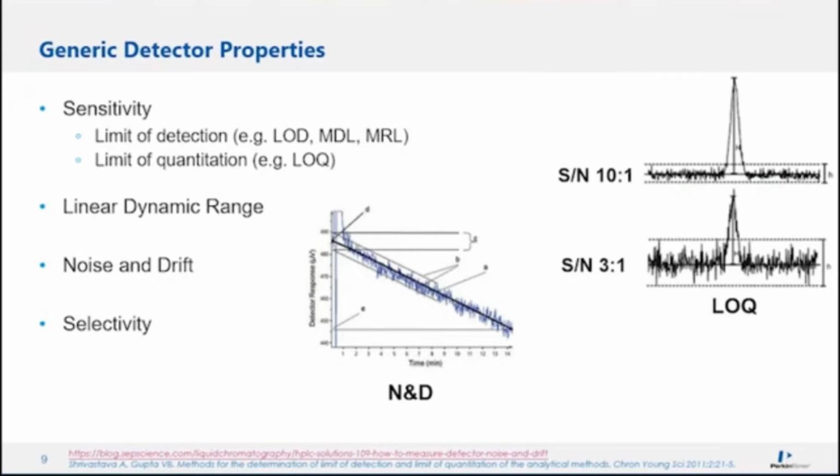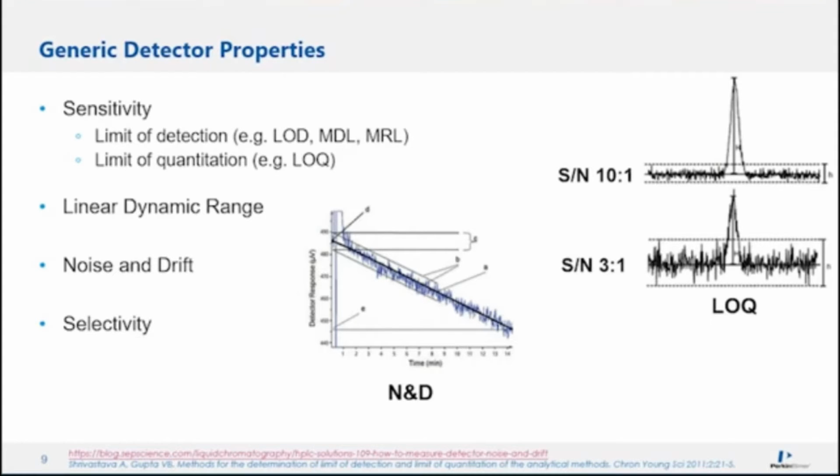The linear dynamic range is going to be the range of concentrations at which the signal gives a linear response. This is important to keep in mind when making your calibration curves and developing methods. If you fall outside of this range, it will not be possible to relate your signal response to a specific concentration.